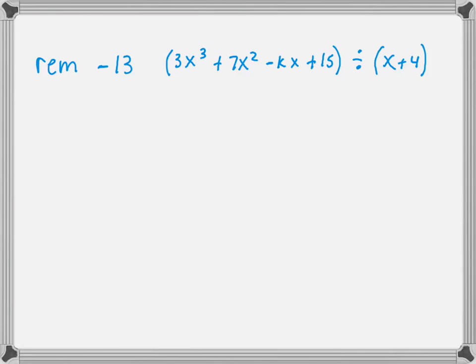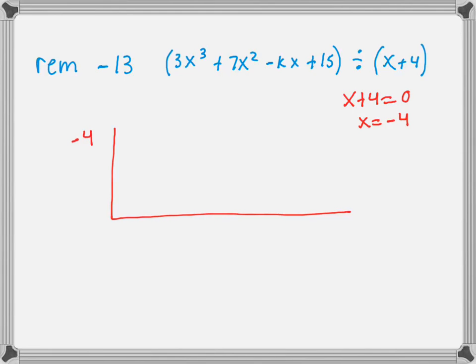So we're just going to do one more example of that. However, this time our remainder is negative 13, so that's a little bit different. So we're going to start by solving for x as always. x plus 4 equals 0. x equals negative 4. So we put the negative 4 on the outside.